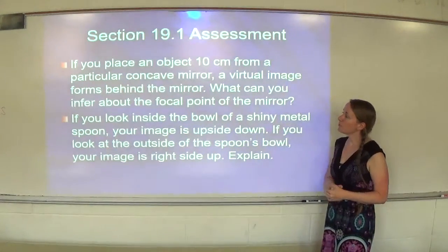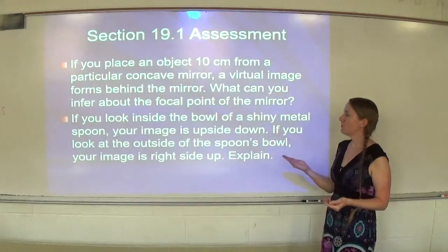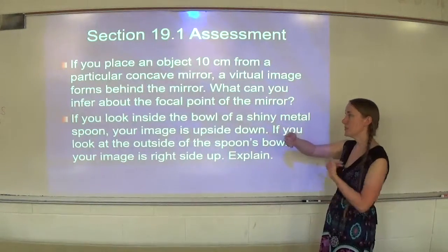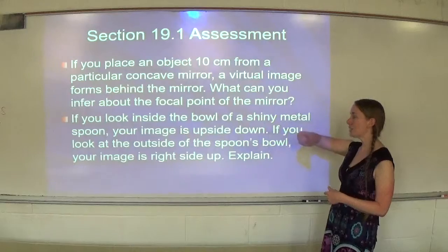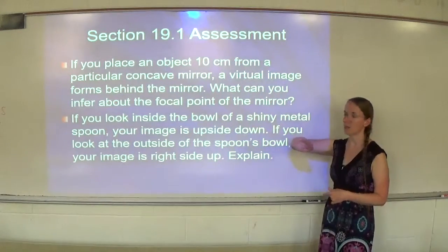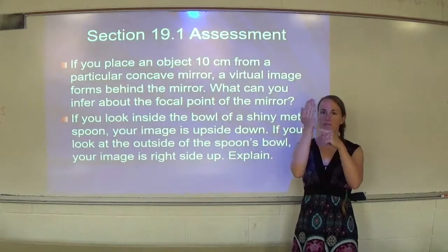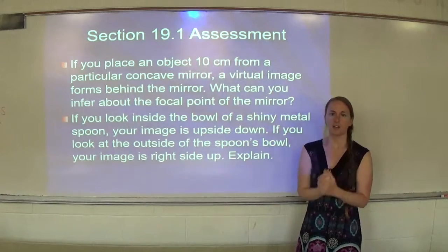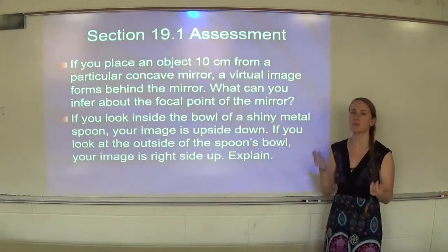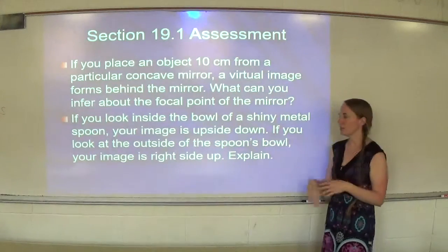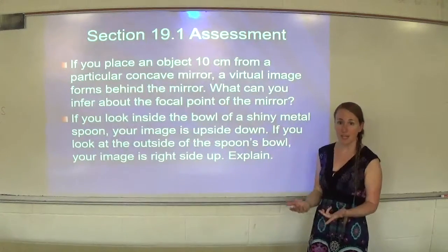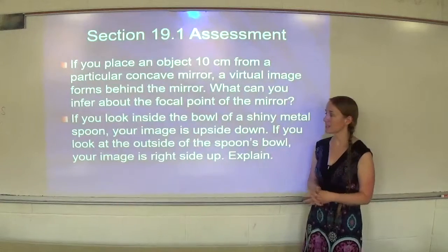And then last one, if you look inside the bowl of a shiny metal spoon, so we're looking like this, your image is upside down. If you look at the outside of the spoon bowl, your image is right side up. Explain. Well, what's the difference in this and this? Well, we have concave and we have convex. So you're looking in two different types of mirrors when you flip the spoon around. You can just say one side of the spoon is concave, one side of the spoon is convex.